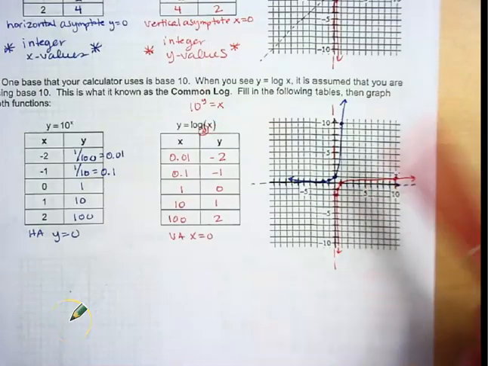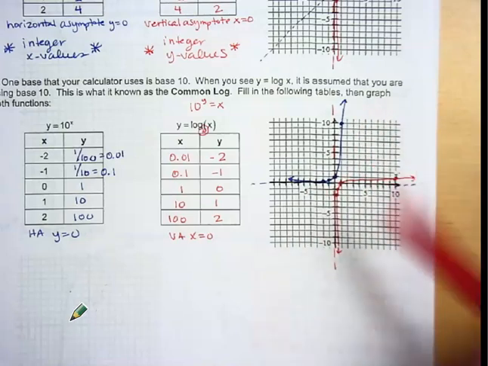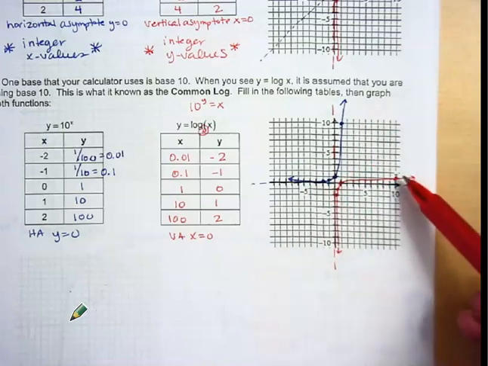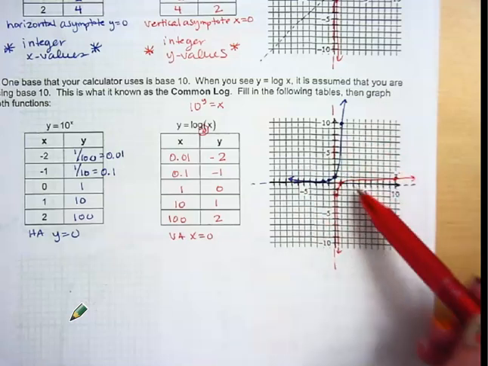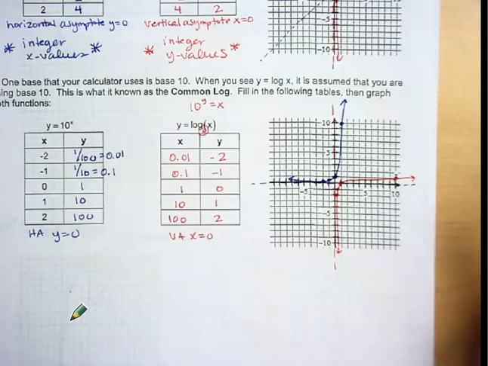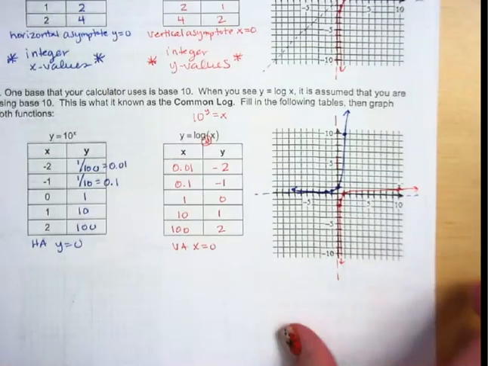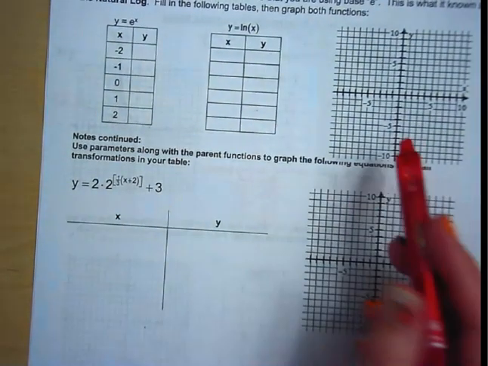Okay, here's what those graphs look like. The blue one is exponential, the red one is the log, and one more reminder that this is not one big graph. These are two separate graphs that just are on the same coordinate grid. Okay, let's look at the back of our notes. We have one more section of filling in an exponential log table and graphing.